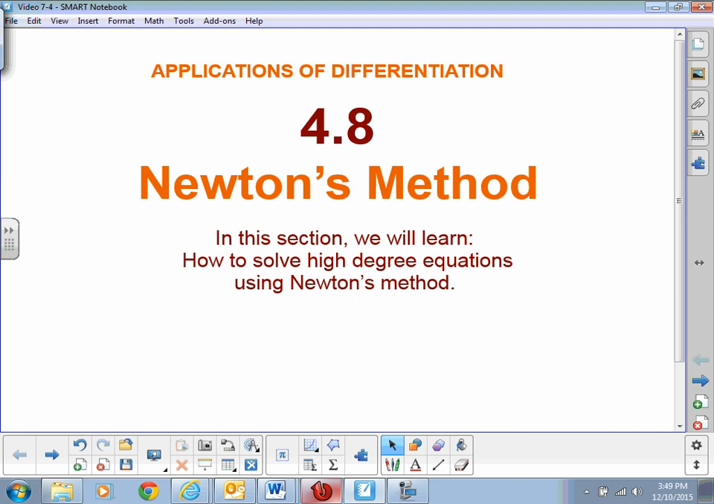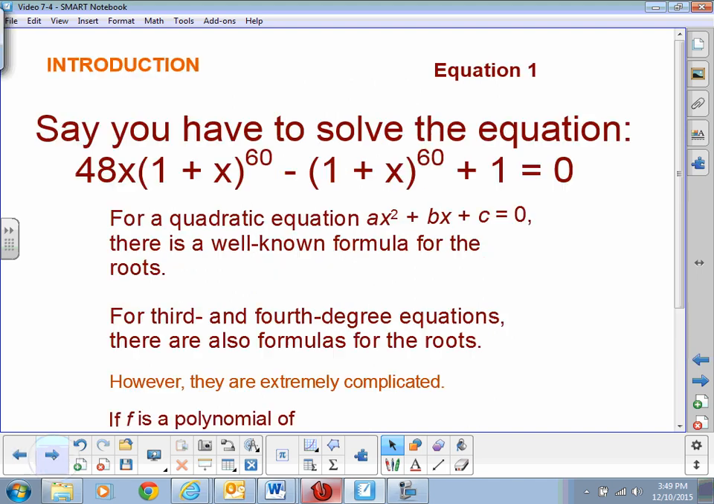Today's video works with Newton's method. It is a method for how to find the roots of high-degree equations. Imagine you had something crazy like this. We know for quadratic equations we can use the quadratic formula. There are also formulas for third and fourth degree equations.